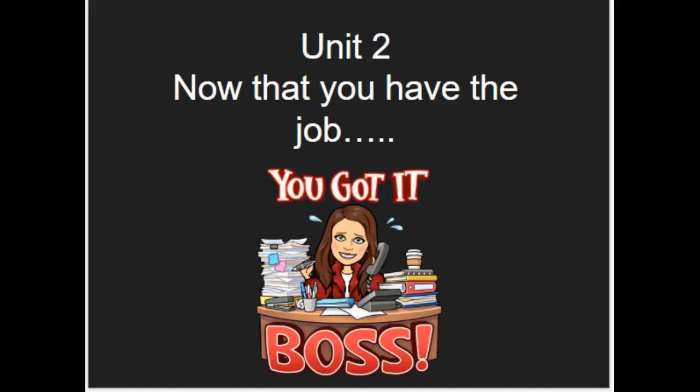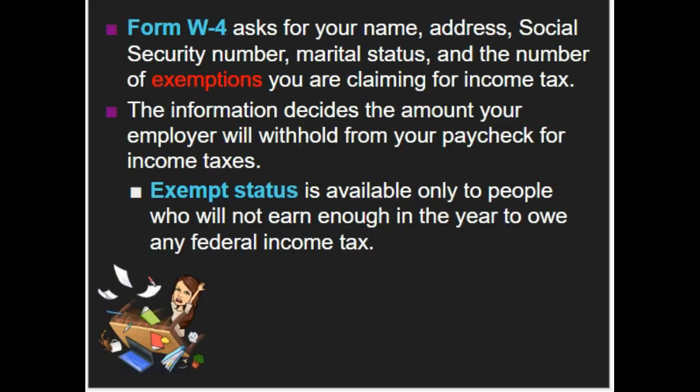Okay, ladies and gentlemen, you now have a job. We've talked about personality assessments to figure out what job is best for you. We've talked about the interviewing process. We've talked about resumes. And now that you got the job, it's time to talk about what steps you need to take to get paid and what happens to your money.